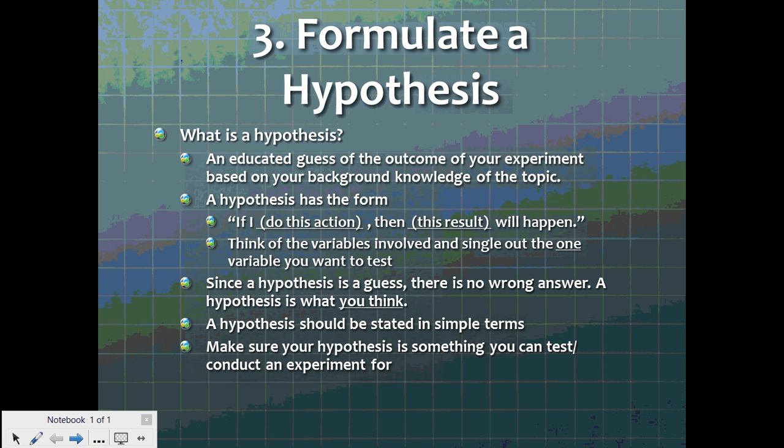Hypothesis is what you think. A hypothesis should be stated in simple terms. Make sure your hypothesis is something you can test, conduct an experiment for.